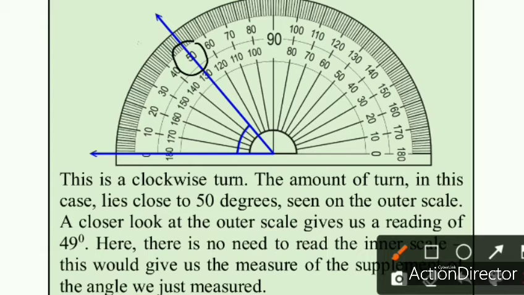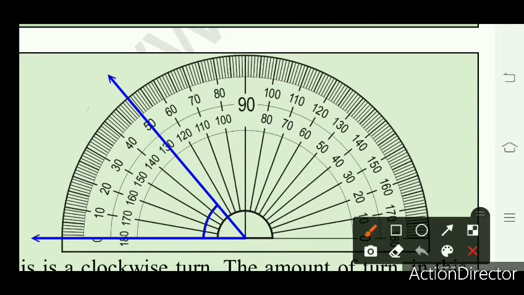Seen on the outer scale, when we move clockwise, here we check the angle from the outer scale. A closer look at the outer scale gives us a reading of 49 degrees. Here there is no need to read the inner scale. This would give us the measure of the supplement of the angle we just measured. So here we say that this is a 49 degree angle. So dear students, by using this protractor you will easily find the angle.